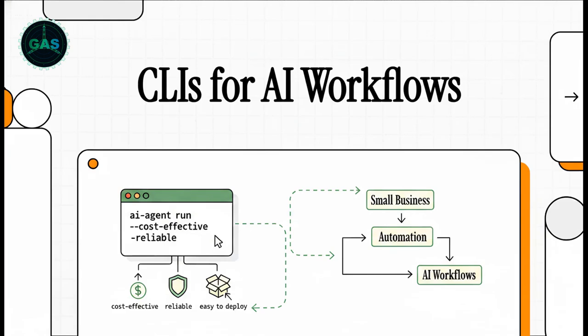Welcome to GasEd. Today, we will be discussing why command line tools beat APIs and MCPs for AI agents and how this changes how businesses build AI workflows. Look, as small business owners leaning into automation, you know the drill. You want tools that are cost-effective, hyper-reliable, and super easy to deploy. Well, this explainer is going to show you exactly how to nail that down.